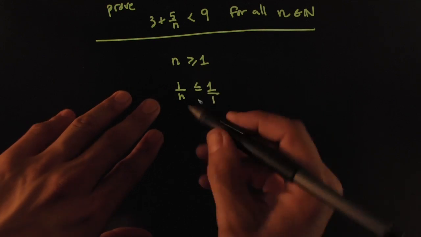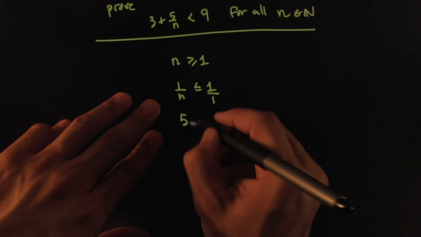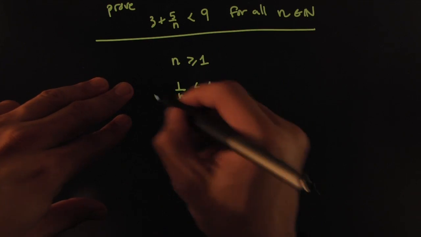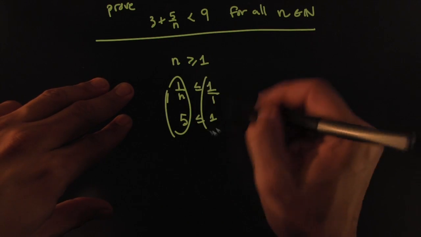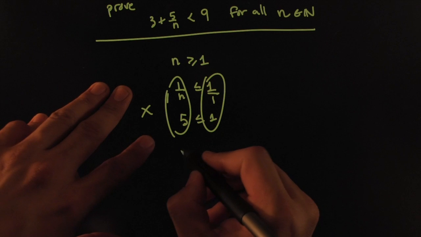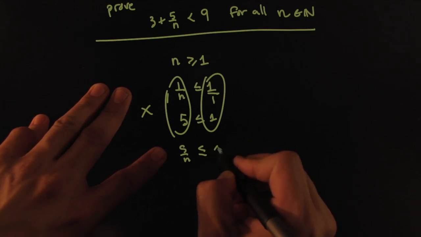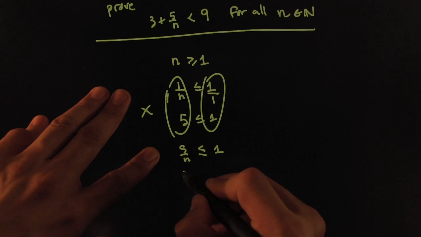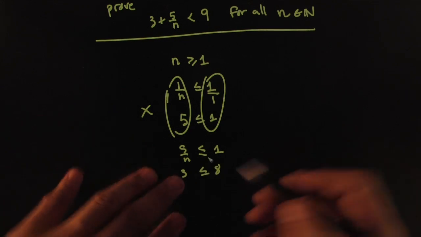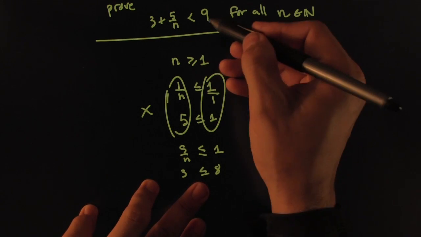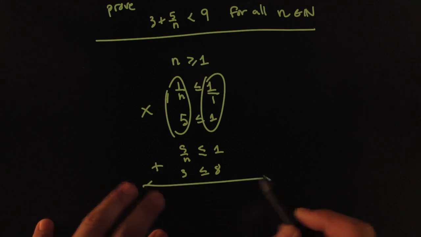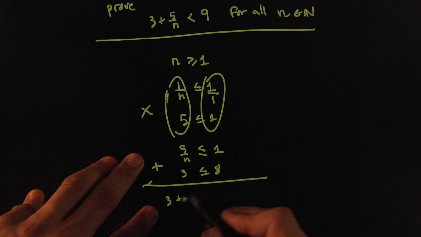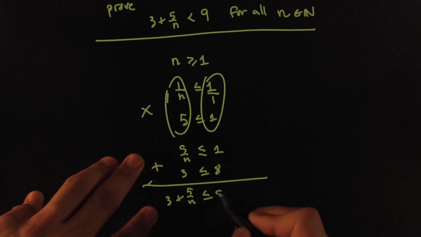then the inequality changes. Then I know that 5 is less than or equal to 1, so I can multiply these two together, and these two together I multiply. So I get that 5 over n is less than or equal to 1, obviously. And of course 3 is less than or equal to 8. Just some random stuff here because I'm trying to get a 9, so I'm thinking that if I add these two together, I know 3 is less than 8, that's obvious. So if I add these, 3 plus 5 over n is less than or equal to 9.